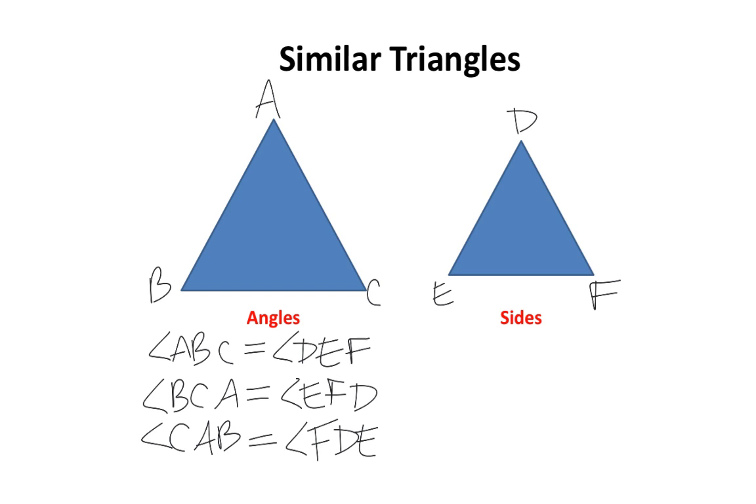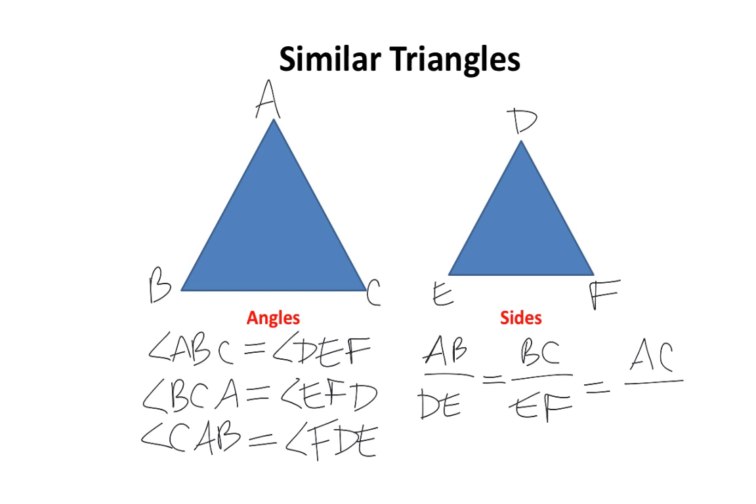In terms of sides, the ratio of corresponding sides are equal. So let's represent this mathematically. So I'm going to say AB over side length DE is equal to side length BC over side length of EF, and that is also equal to the side length of AC over the side length of DF. So as you can see, the ratio of corresponding sides are equal.